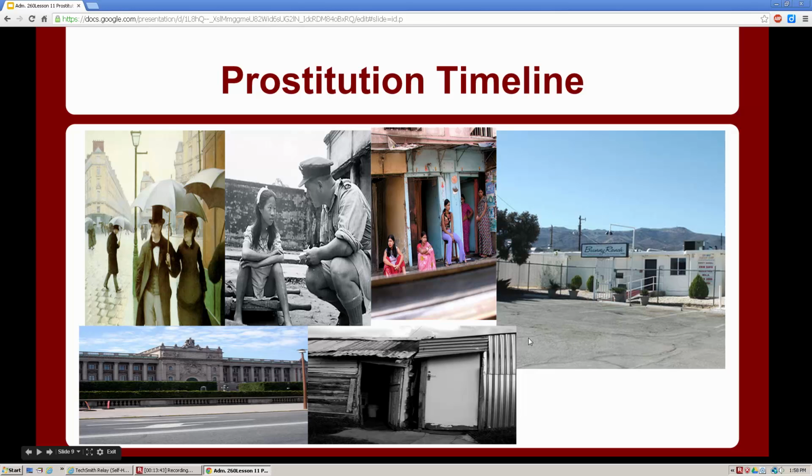In 1971, you had the establishment of Nevada brothels. Here's a picture of the Bunny Ranch. It's actually the only state in the United States that has legalized prostitution. And we'll talk about what the requirements are, but this is the Bunny Ranch, which is one of the first brothels in Nevada.